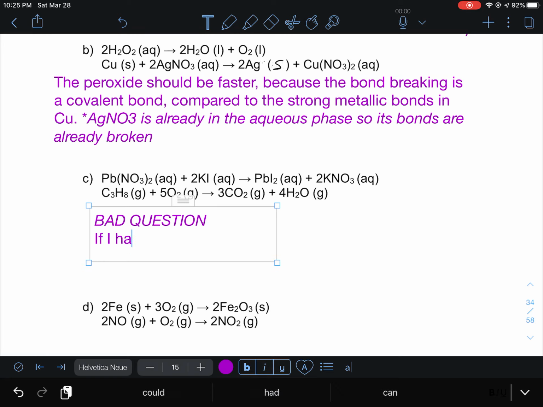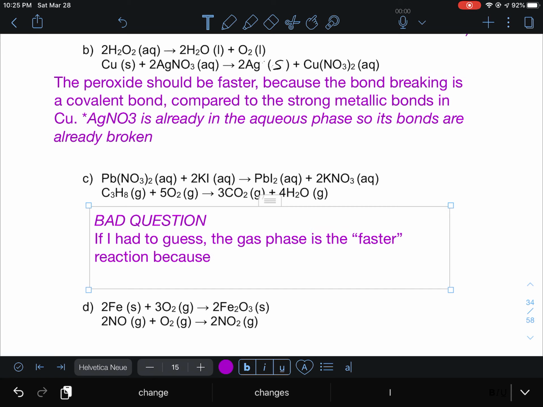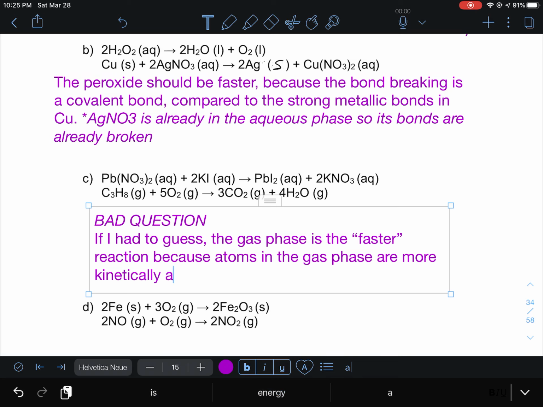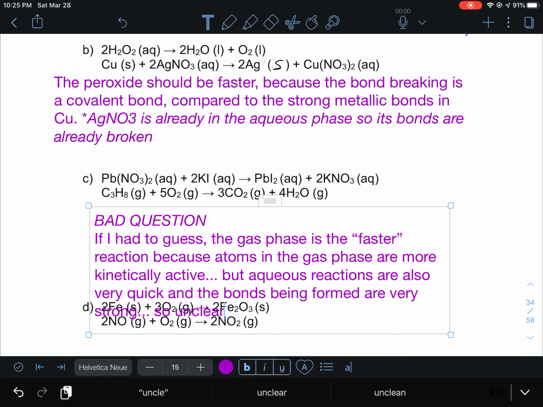If I had to guess, the gas phase is the faster reaction because atoms in the gas phase are more kinetically active, but aqueous reactions are also very quick and the bonds being formed are very strong. So unclear. How about that?